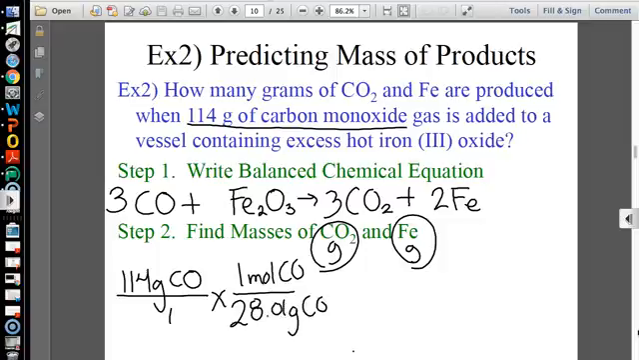So I'm on the palm of my hand, grams cancels, and I'm left with moles of carbon dioxide. I don't need to go to molecules, that's not getting me to where I want to go. So I'm going to go from moles to moles. That's where that mole ratio comes in. I have 3 moles of carbon monoxide, and I'm getting that from the coefficients of the balanced equation. And for every 3 moles of carbon monoxide, I have 3 moles of carbon dioxide.